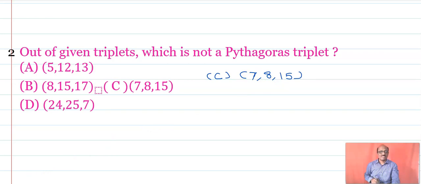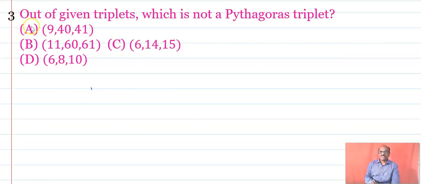Now the next question. Out of the given triplet, which is not a Pythagoras triplet? That is 41 square is equal to 40 plus 9. This also works. 41 square is 1681. 40 square is 1600 plus 81. Then you will get it.